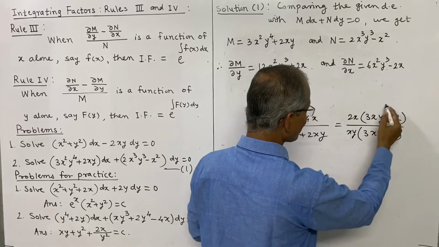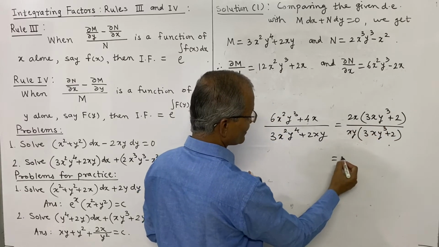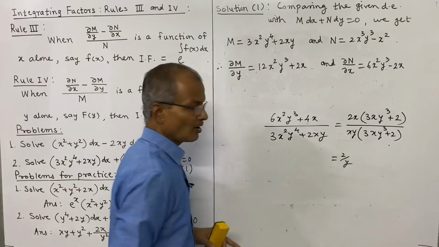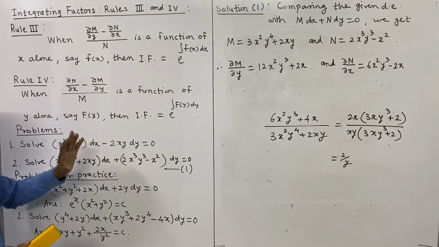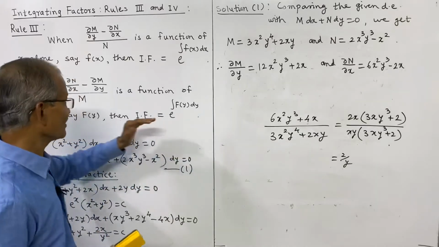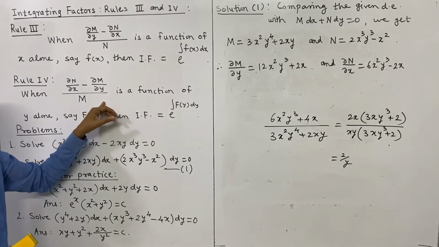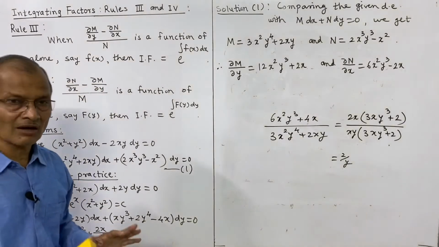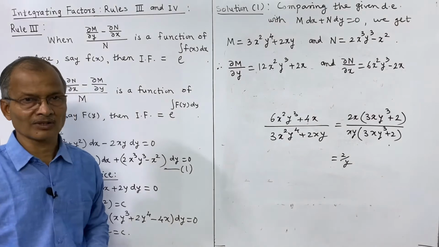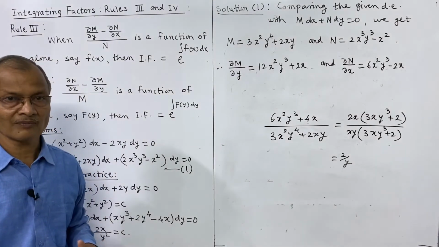See, this term cancels, and this x also cancels. What is remaining is 2 by y, which is a function of y, and therefore the fourth rule can be used here. So the third cannot be used, but the fourth can. This is to be done by observation and by trial and error method. So try different rules and then get the correct integrating factor.